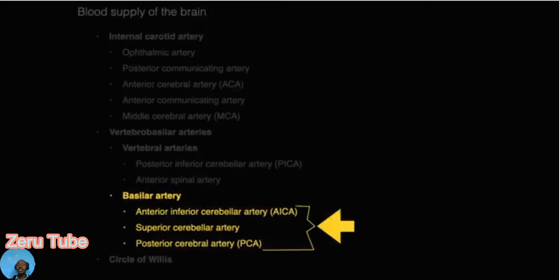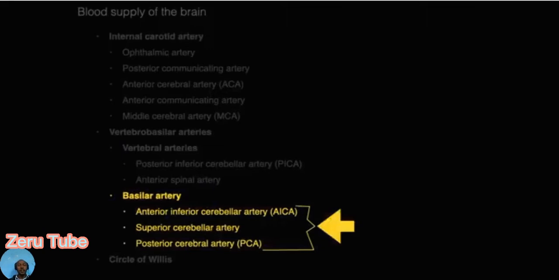This basilar artery is mainly formed from the two vertebral arteries, the right and the left. The basilar artery is formed from the right and left vertebral arteries at the level of the inferior surface of the pons. At the level of the inferior surface of the pons, the vertebral arteries join together to form the basilar artery.